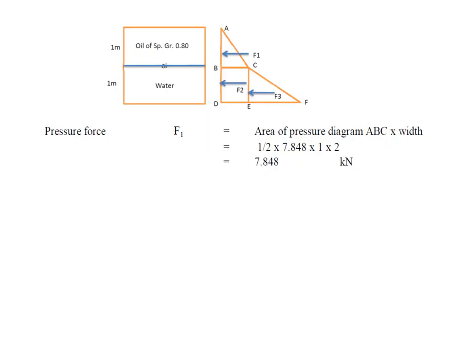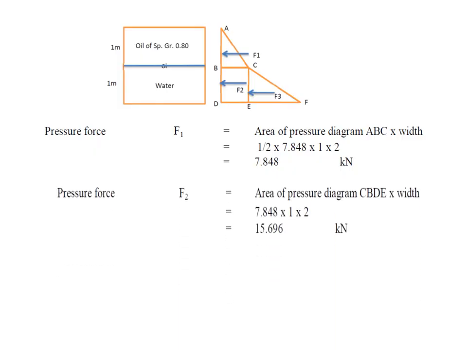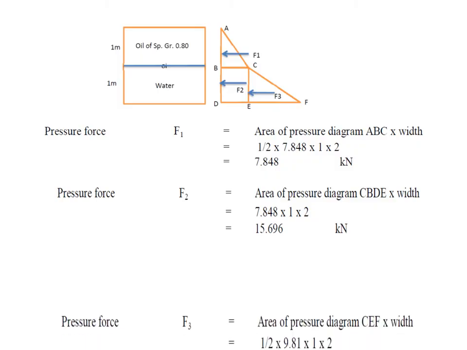That gives 7.848 kilonewtons. Similarly, if I want F2, then I should take the area of BCDE, where 1 meter is the depth, BD is 1 meter and BC is 7.848. If you multiply by 2, you will get F2. So the area of pressure diagram, 7.848 into 1, multiplied by 2, gives 15.696 kilonewtons.